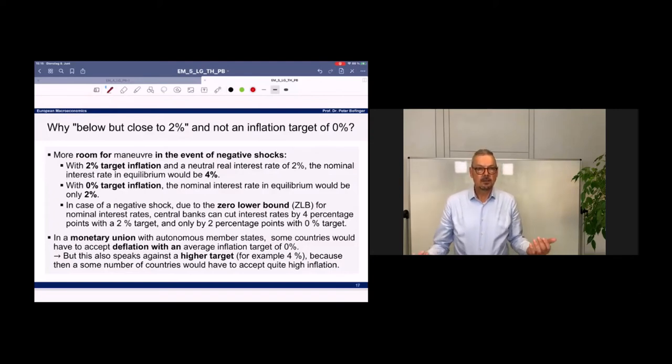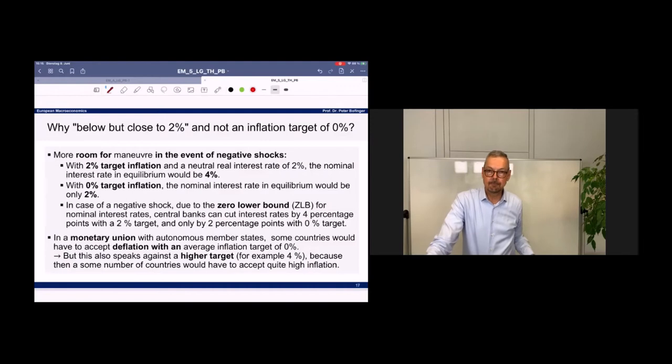On the other hand, there are also some economists who ask, why shouldn't we have 4% inflation as an inflation target? I think Mr. Blanchard also has made this proposal, or at least has discussed this idea. But then you would see in a monetary union, again, 4% as an average inflation target, we would have a number of member states with an inflation rate of more than 4%, and that I think is quite a lot. And therefore, I think that's also not a good idea. So overall, I think 2% is not a bad idea.